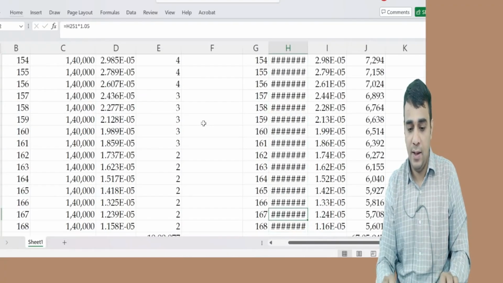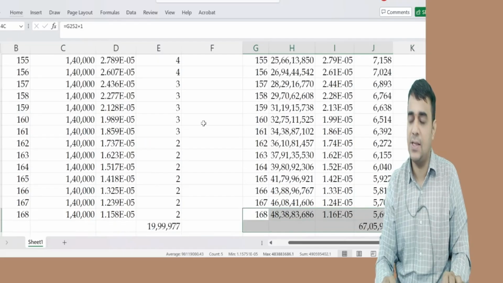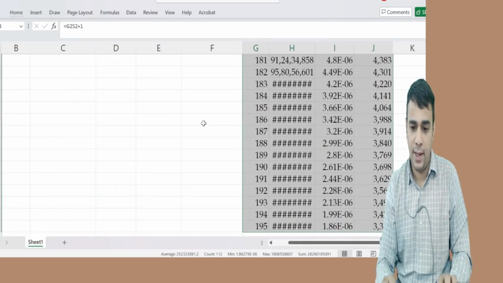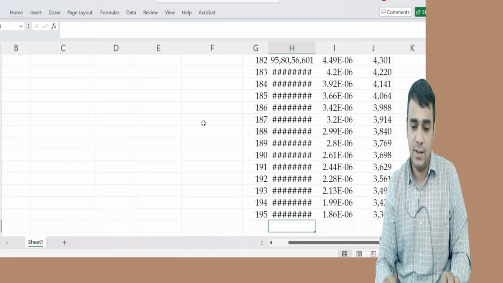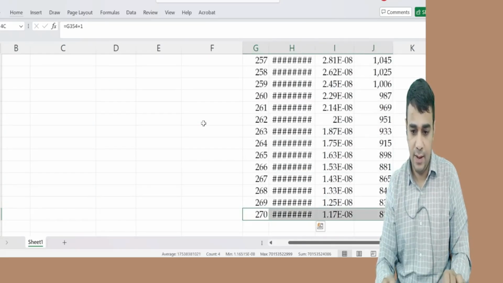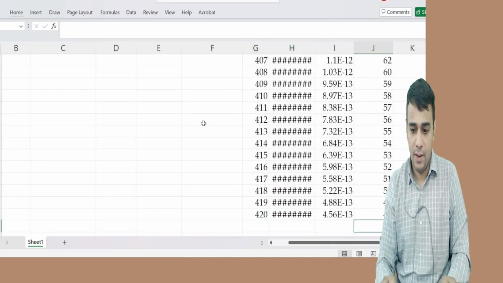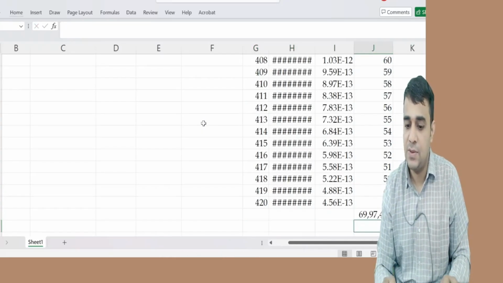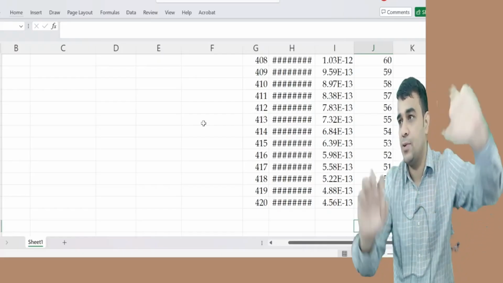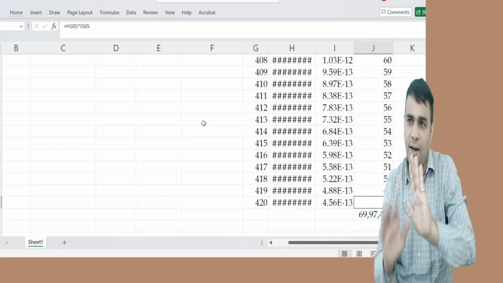Other option is start with 140, but increase every year. If I increase every year, it reaches some very high value, but don't worry about all that. I keep increasing this. Let me do it for more number of years. I reach almost a zero value. I get the total as some 69 lakh 97,000. What formula will get us that number? We'll see in some time.